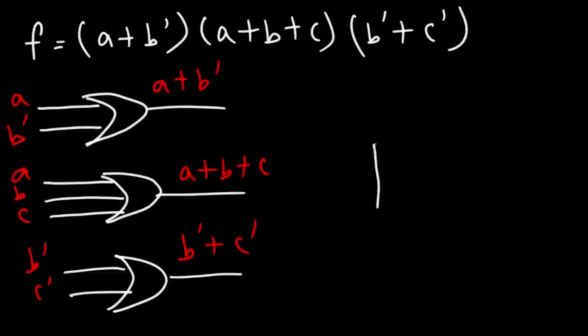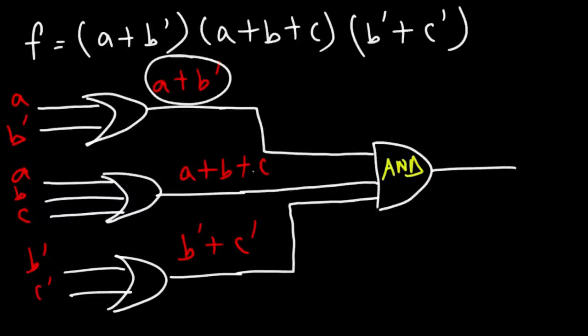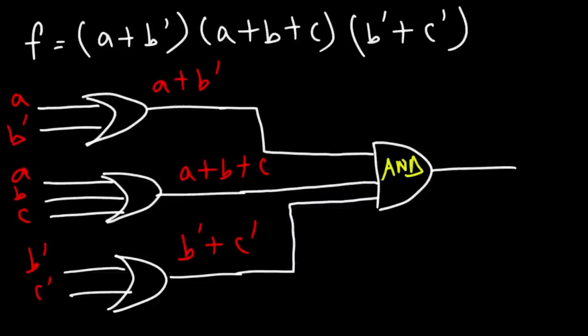Now let's feed these 3 OR gates into a single AND gate. So the output of this AND gate is going to be the product of these 3 expressions. And so you just got to multiply them. Thus it is going to be everything that we see here. So I'm not going to write it again. And so this is the block diagram for the function f.